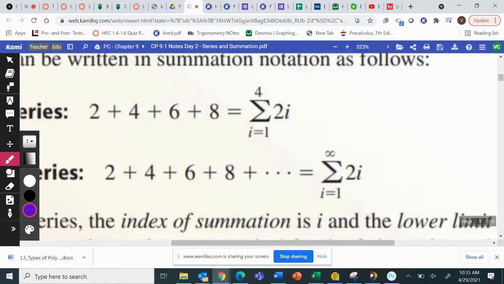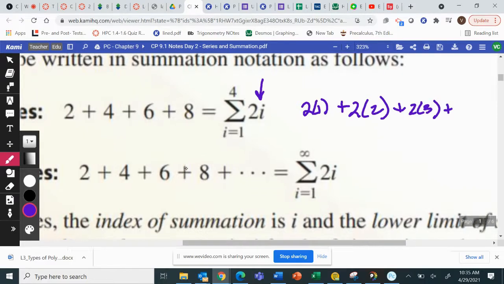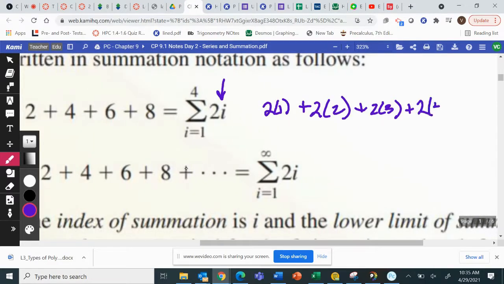And they're saying at the bottom, I equals 1. At the top, they're saying 4. That means we're going to plug in 1, 2, 3, and 4. And we're going to find those answers. So if I plug in 1 into this equation right here, I will have 2 times 1. Plus, I'm going to plug in 2. 2 times 2. Plus, I plug in 3. 2 times 3. Plus, and then 2 times 4. That's what sigma notation says to do.